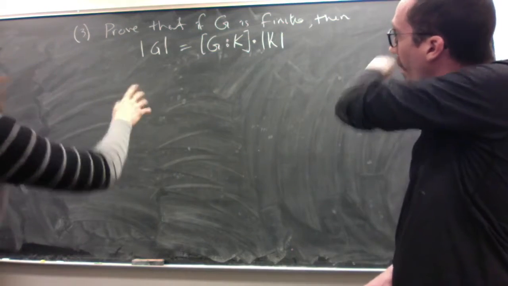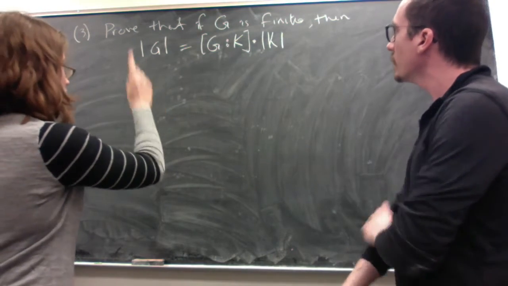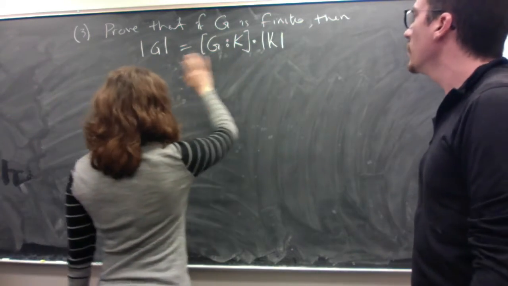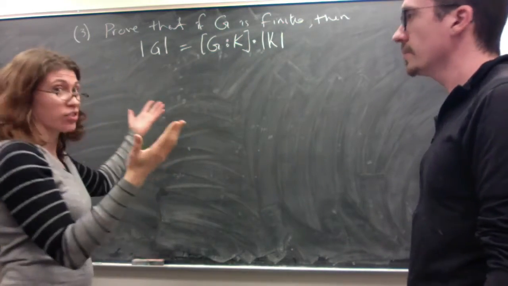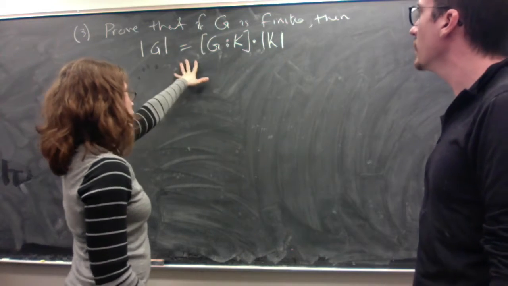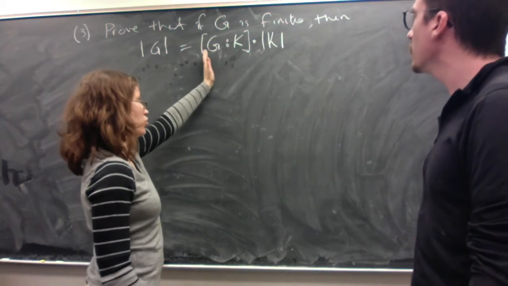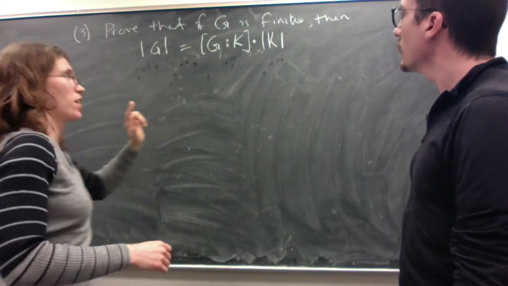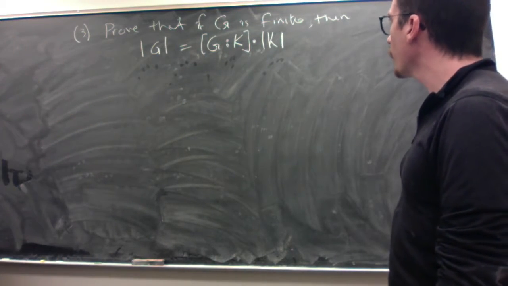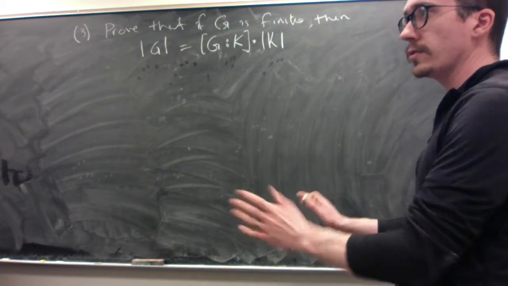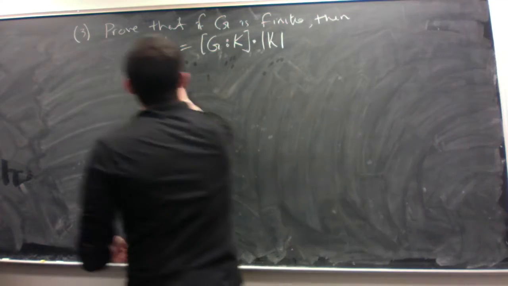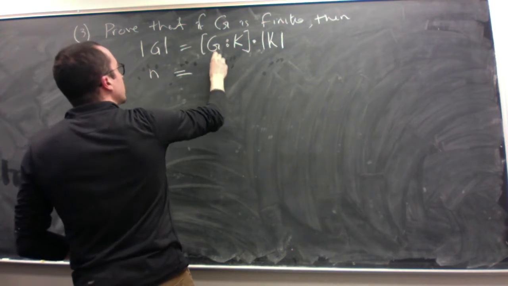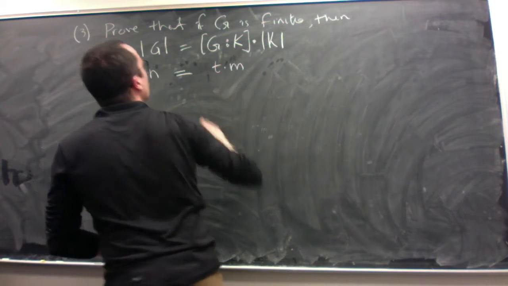Okay, so given that we just proved that G is a disjoint union of all of the cosets of K, we now want to prove Lagrange's theorem, which says that the order of G is equal to the index of K in G times the order of K, with the added condition that G is a finite group. There's a lot of vertical lines right now, so I'm going to give these sizes some names. Let's say that G has n elements, T times M.